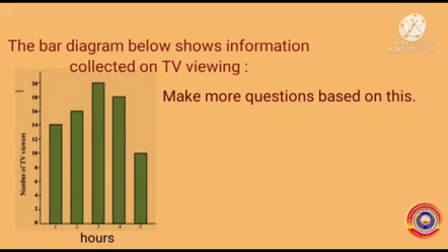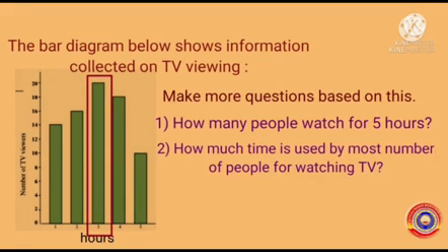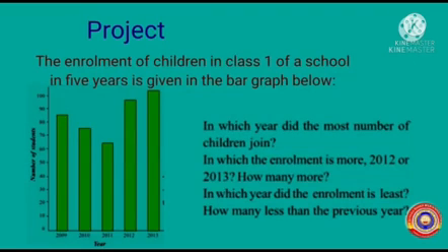Next, look at this graph and make more questions based on this. See, here the number of people watching TV for 5 hours equals 10. So we can make a question: how many people watch for 5 hours? Next, see, the most number of people watch TV for 3 hours. So we can make another question: how much time is used by the most number of people for watching TV? Children, did you understand these activities? Here is a project for you. You have to do this in your project book.